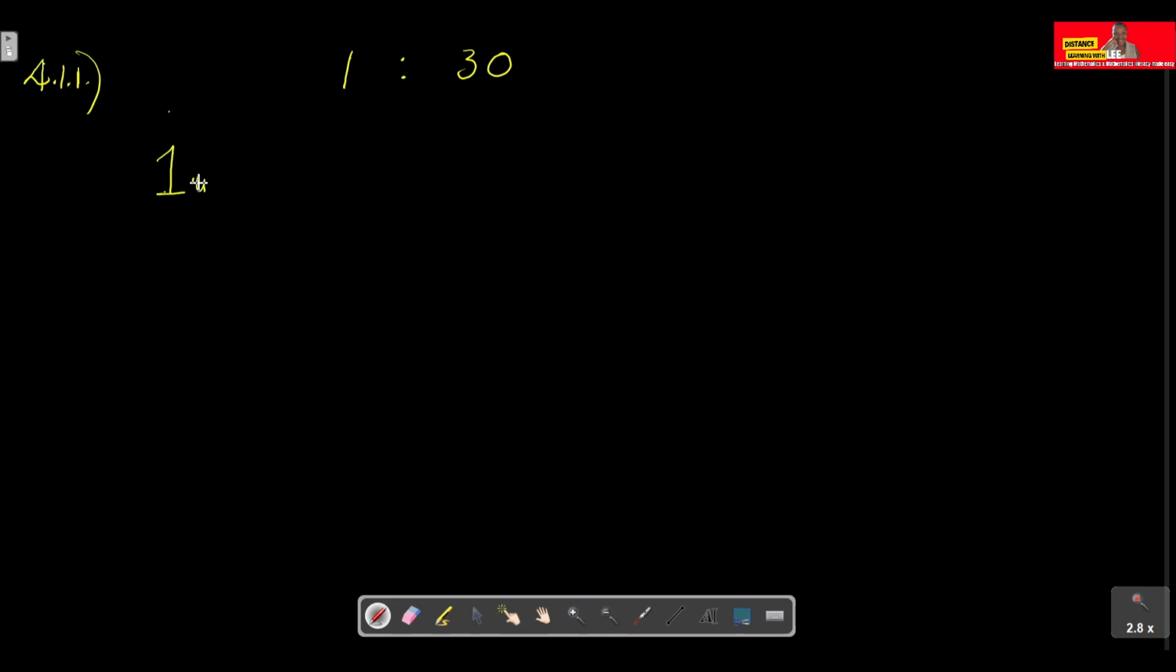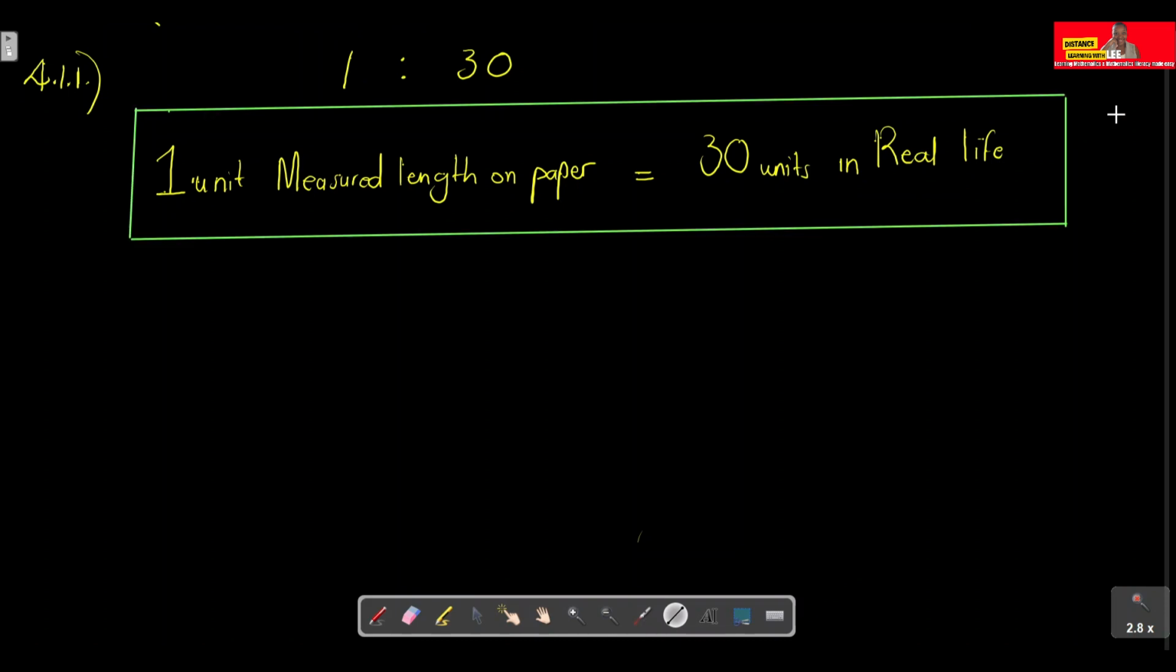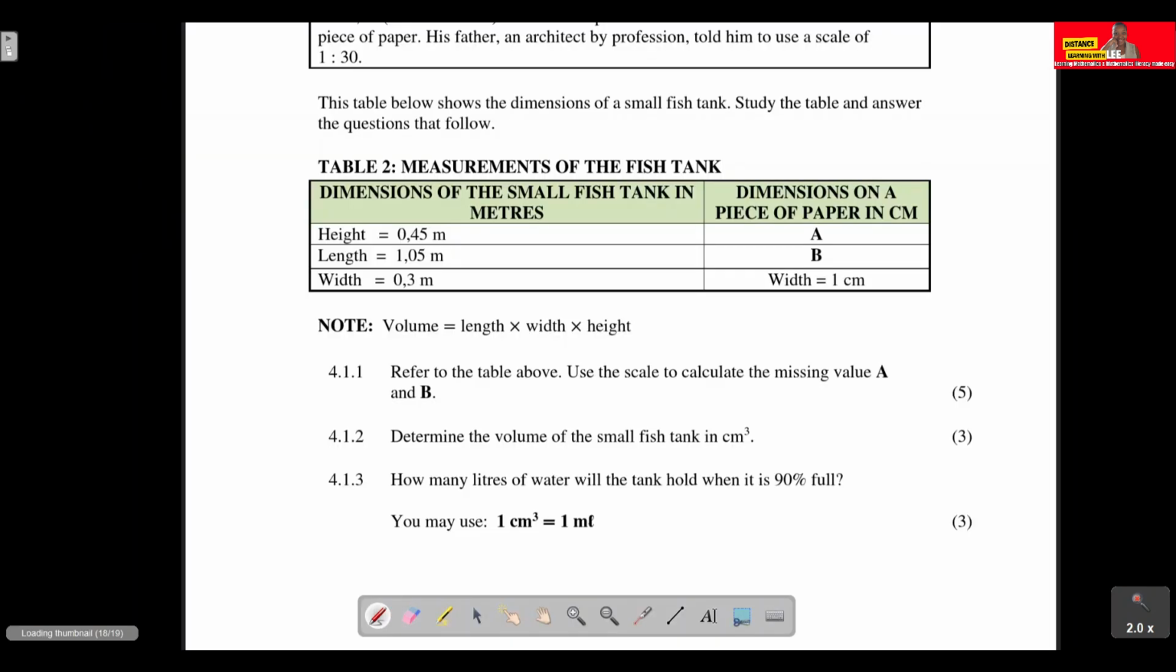We already know that one unit of measured length on paper is equal to 30 units in real life. And we're going to use this equation to help us determine the dimensions of the fish tank on paper. You see, guys, the formula, this method, every single way, like you can literally ace mathematics literacy if you get this. So all that we need to do now is work with the values that are given to us.